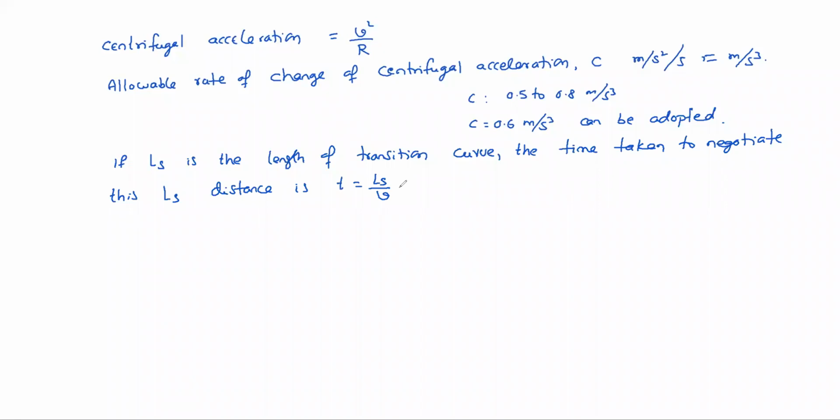So from this, C is what actually? C definition is the centrifugal acceleration by time, right? Centrifugal acceleration is V square by R, time is LS by V, which is equal to V cube by LS into R. From this, length of transition curve LS equal to V cube by CR. Already we know this from the previous class.